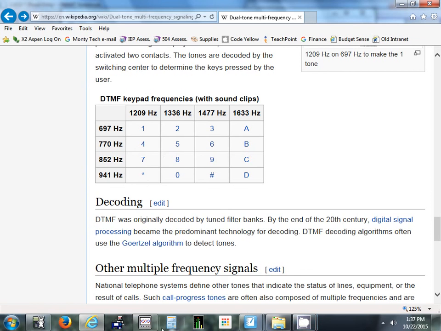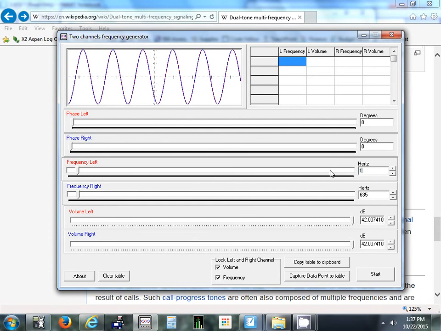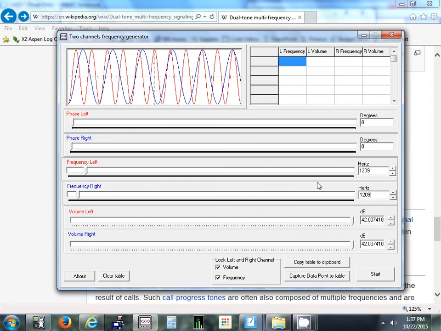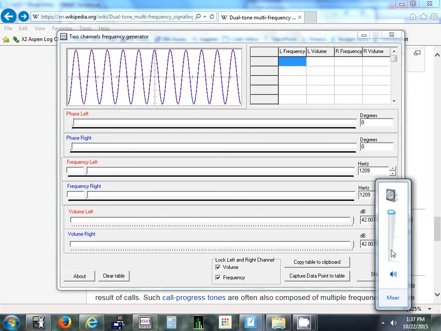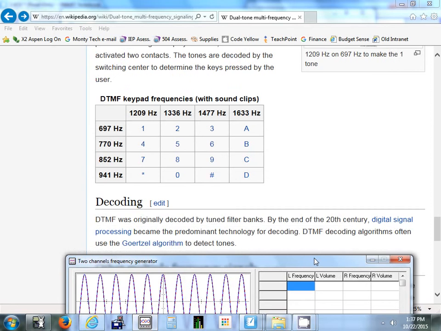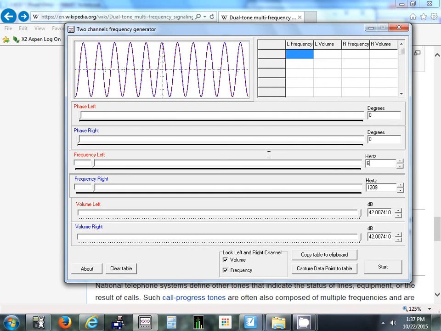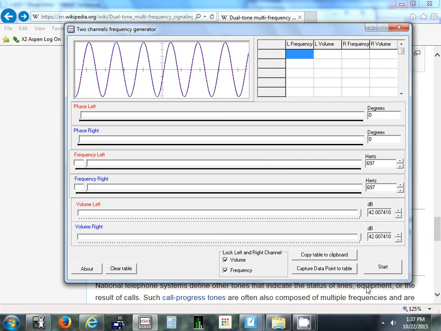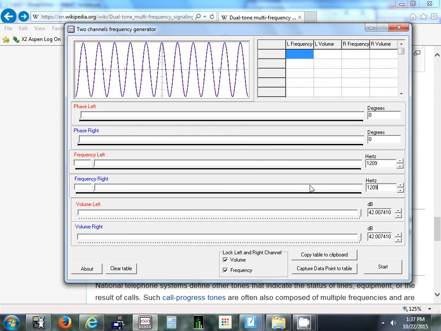If you play 1209, I'll just play that one to start. And turn down a little bit. That's a 1209. Doesn't really sound like you're pressing anything on the phone. Let me play 697. Again, doesn't really sound like anything, but put the 2 together and it's going to sound just like you're pressing a button on the phone. I need to separate them. Okay, that's what it would sound like when you press a 1.